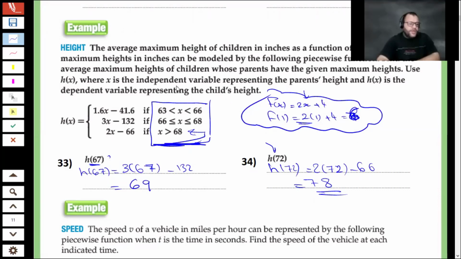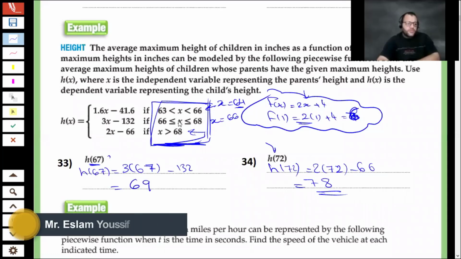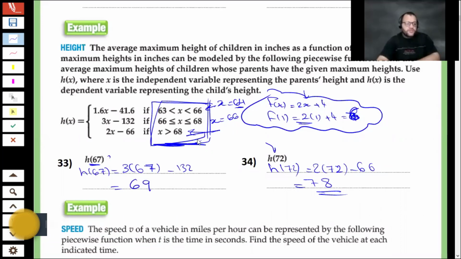When I need x equals 64, which function will I use? I will use the first one, because x equals 64 belongs to the first one. The second one: when I need x equals 66 or 67 or 68 or 66.5, I will use the second one. But when you want to use any value more than 68, you would use the third one. It depends on the condition of x.